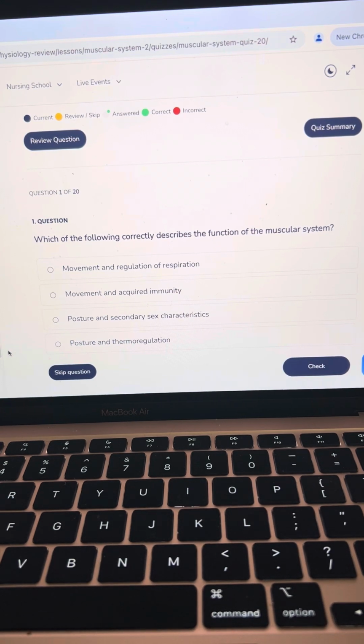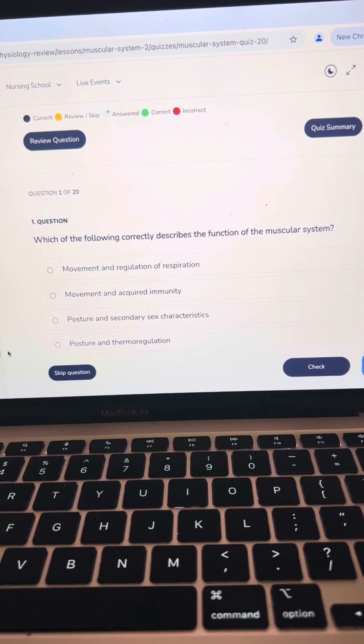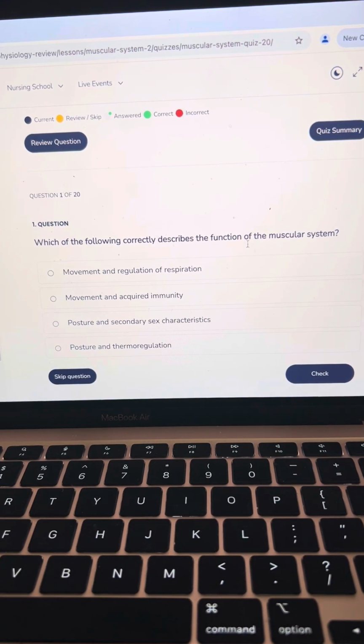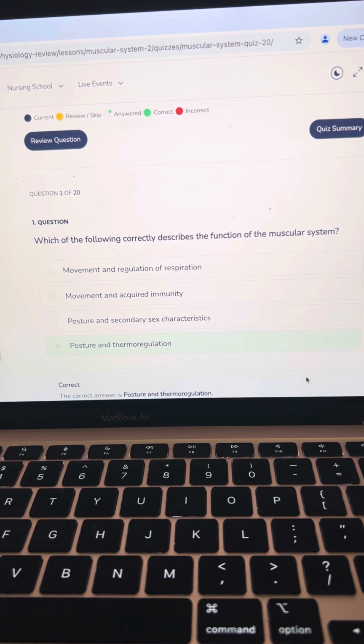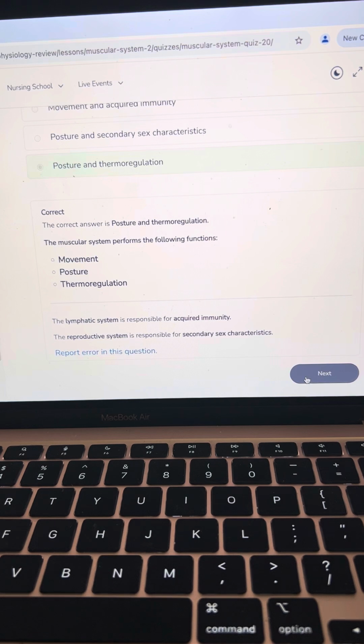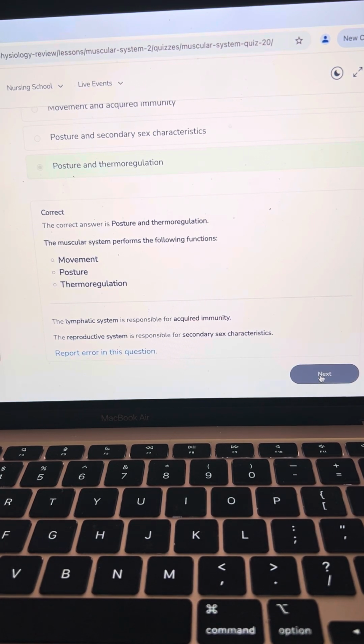Take a second there. And I'm going to get closer because I'm so far away. Let me get my mouse a little bit closer. All right, I am going to go with posture and thermal regulation. Let's go ahead and check. And green means it's correct. And look, this one has a little explanation, okay? So make sure that you are turning around and reading the explanation. You can pause the video, right?